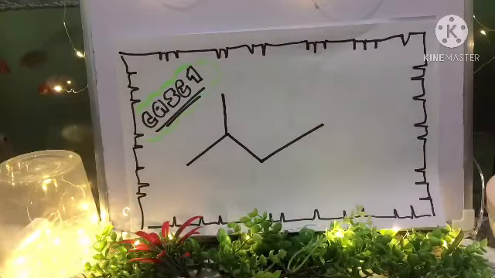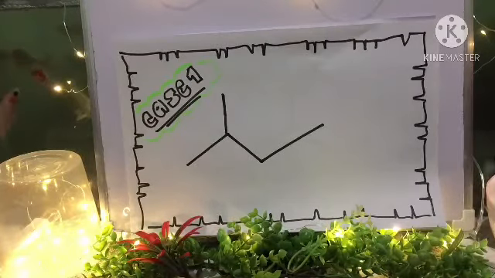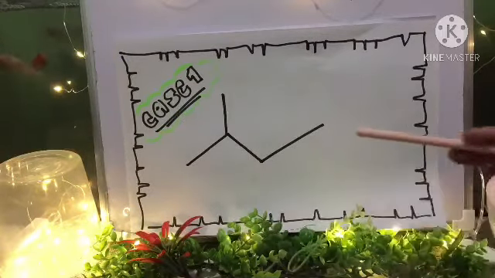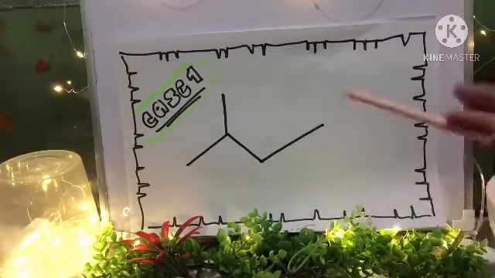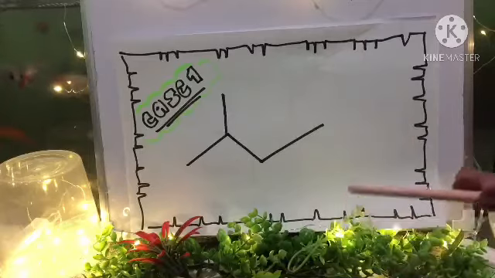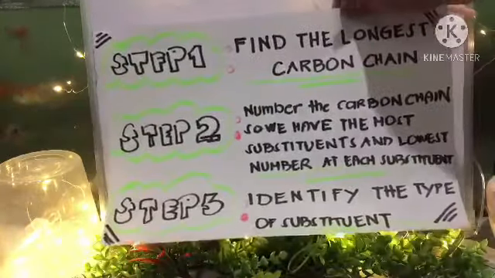Okay, case 1. Let's apply case 1: one substituent. This is how we will format the name of the structure: the number is the location of the substituent, followed by a dash, the name of the substituent, and the name of the longest carbon chain. So there are no spaces and nothing is ever capitalized. Step 1, find the longest carbon chain.